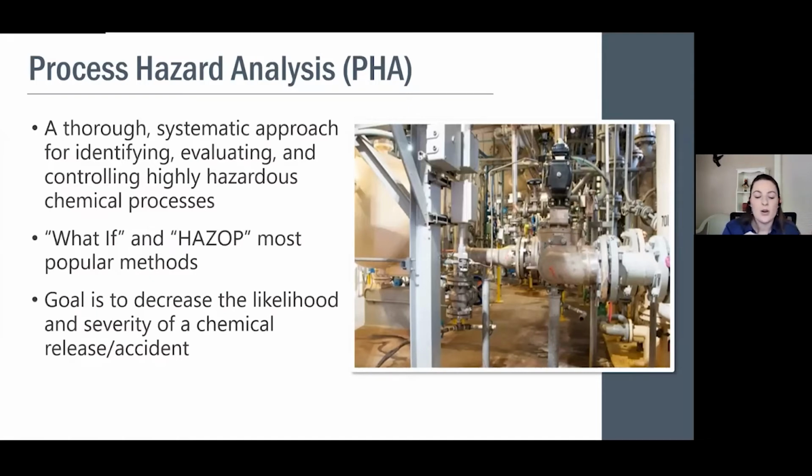Why? Okay, and now if that took place, what are the consequences? What are the potential consequences? What mitigation is in place that we might be able to pull in here to reduce the likelihood of that happening? It has to be a methodical and systematic approach. There are documented techniques, including What-If and HAZOP, which might ring a bell. Those are generally the most familiar to people. The goal, like I said, is to decrease the likelihood and severity of a chemical accident or release.